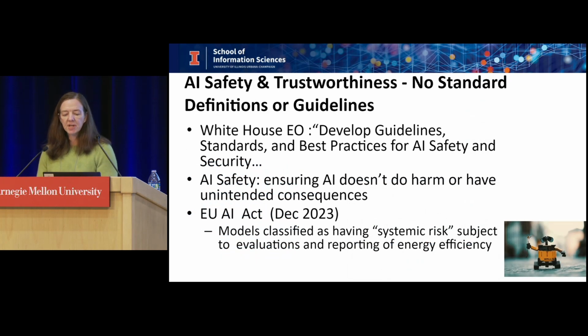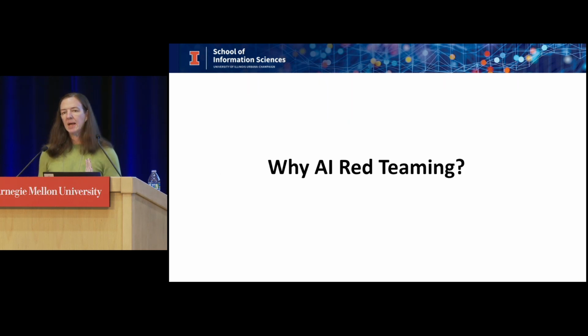Again, no standard definitions or guidelines. I'll show the White House executive order from last year. It references that you should follow best practices for AI safety and security. Where are these? Well, they're not really there yet. So why am I talking about AI red teaming and AI security? We have enough to do in our day jobs. Why should we care?